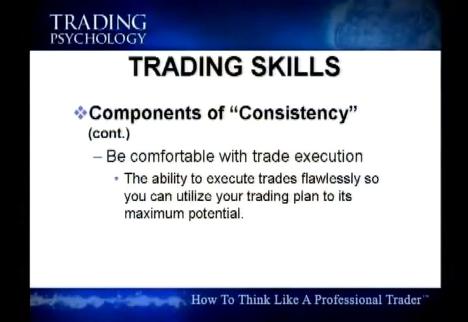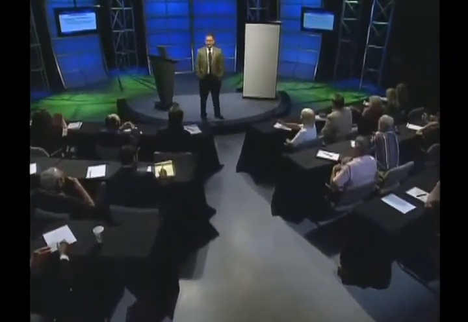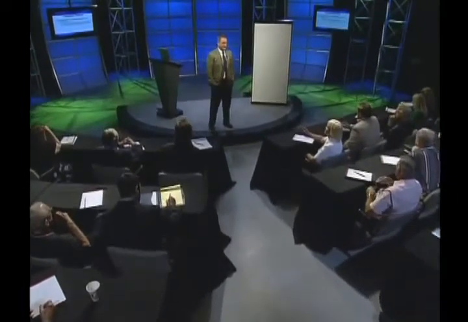Trade execution. The ability to execute trades flawlessly so you can utilize your trading plan to its maximum potential. This is the big one right here. This is the area, because when you get right down to it, trading is execution. The act of trading is executing trades. And if you're going to execute trades, you're going to have to be able to do them without errors, because it doesn't make any sense to think that you will achieve a consistently rising equity curve if you're constantly making trading errors. Trading errors would be defined as mistakes. Mistakes that detract from your bottom line results.